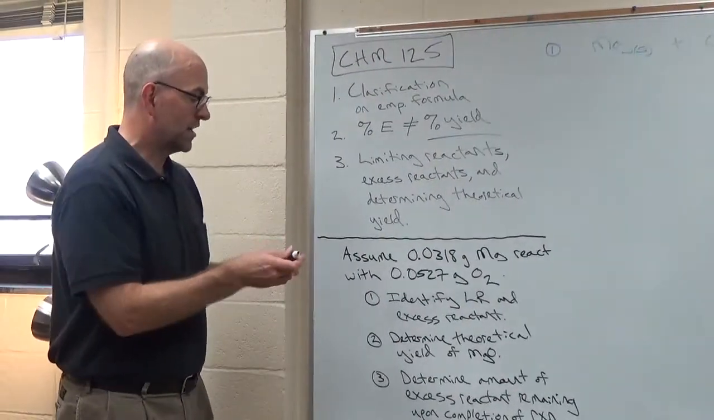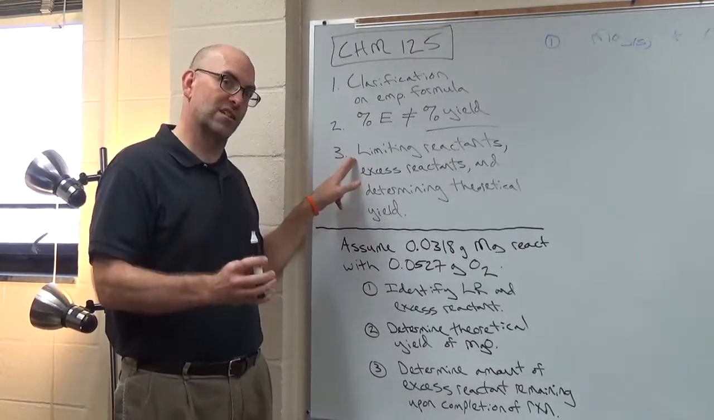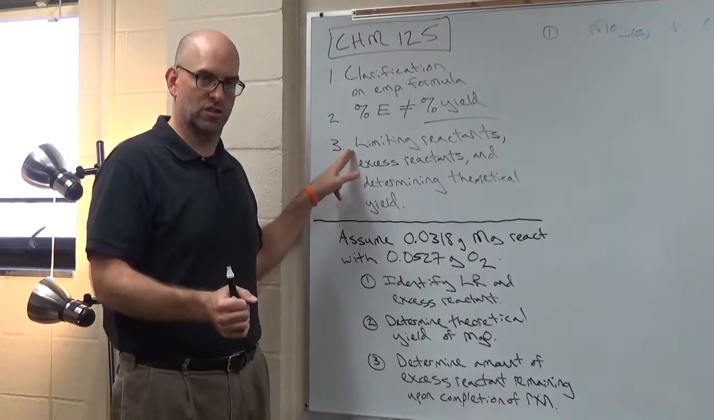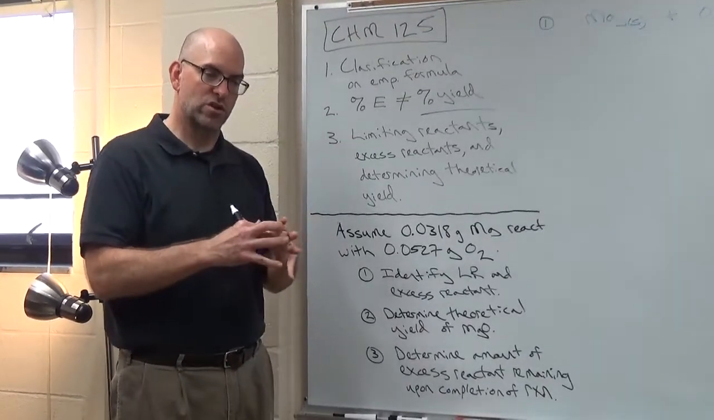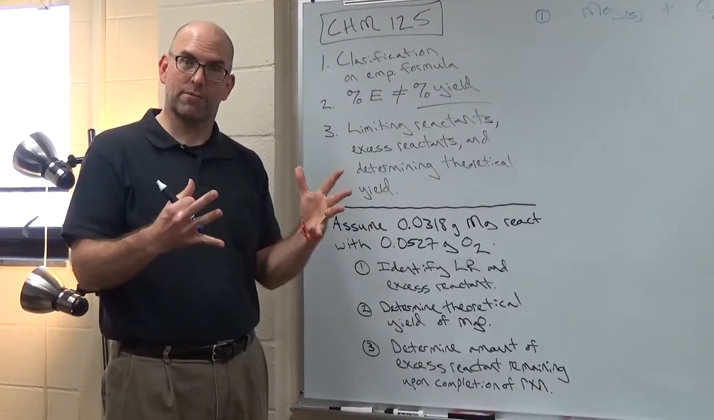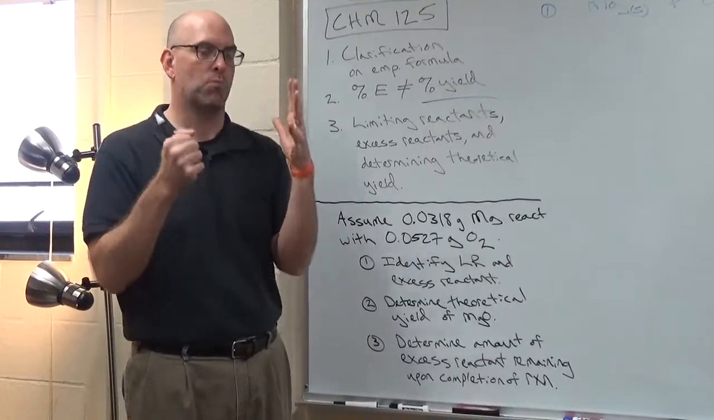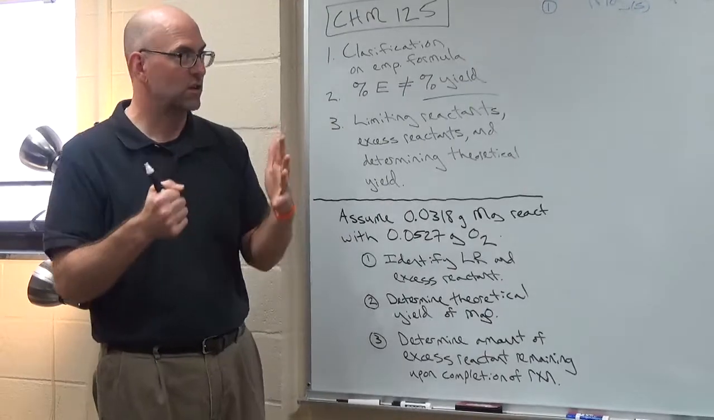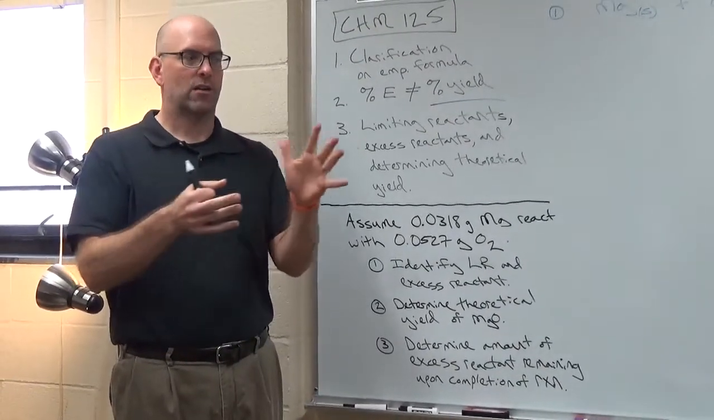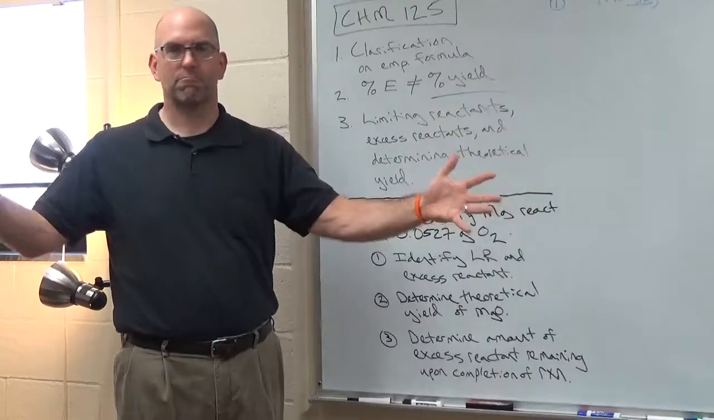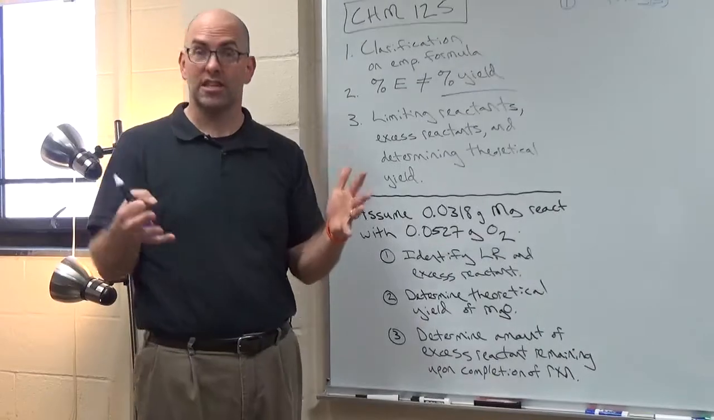The main goal today is to introduce really what is one of the most important skills in a first semester general chemistry course, limiting reactants. If you understand limiting reactants, you understand not everything about stoichiometry, but you understand almost everything about stoichiometry. So this is a really important skill to learn. Once you get it, you've got it, okay? And it doesn't matter how many reactants and products. You can have 10 reactants, 10 products. It's all the same procedure.